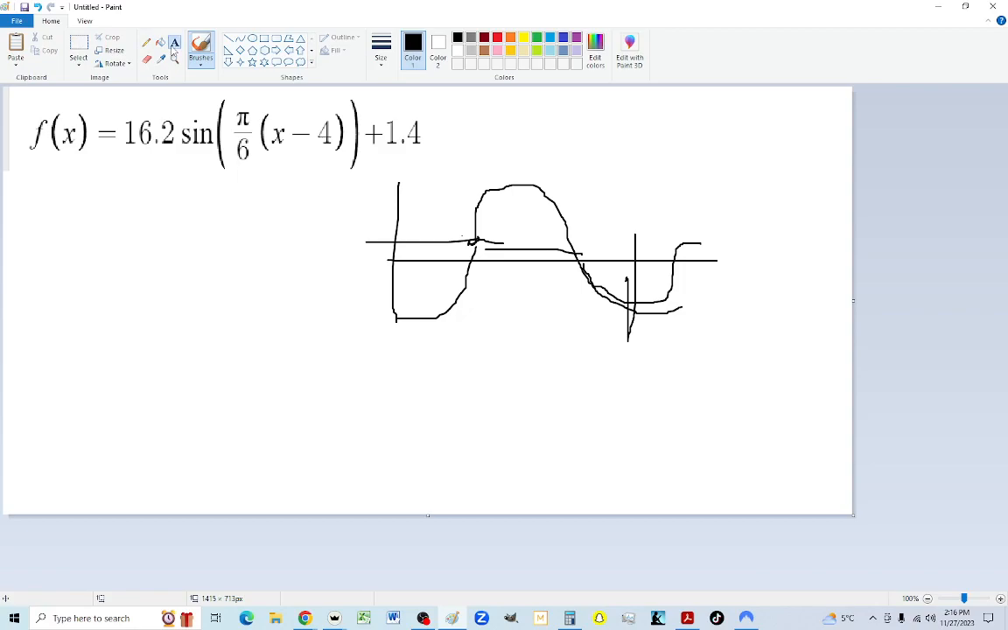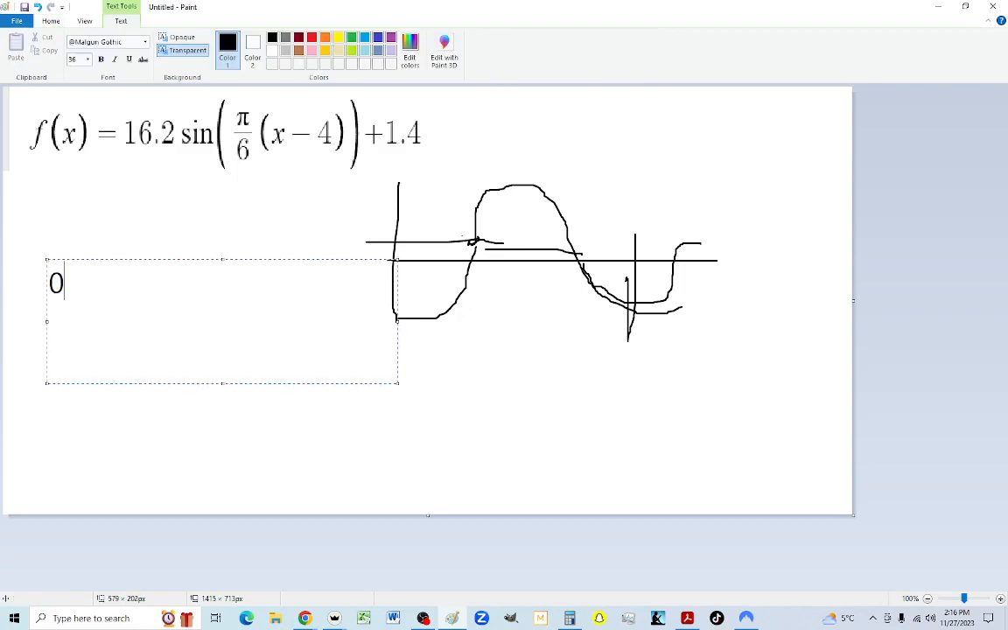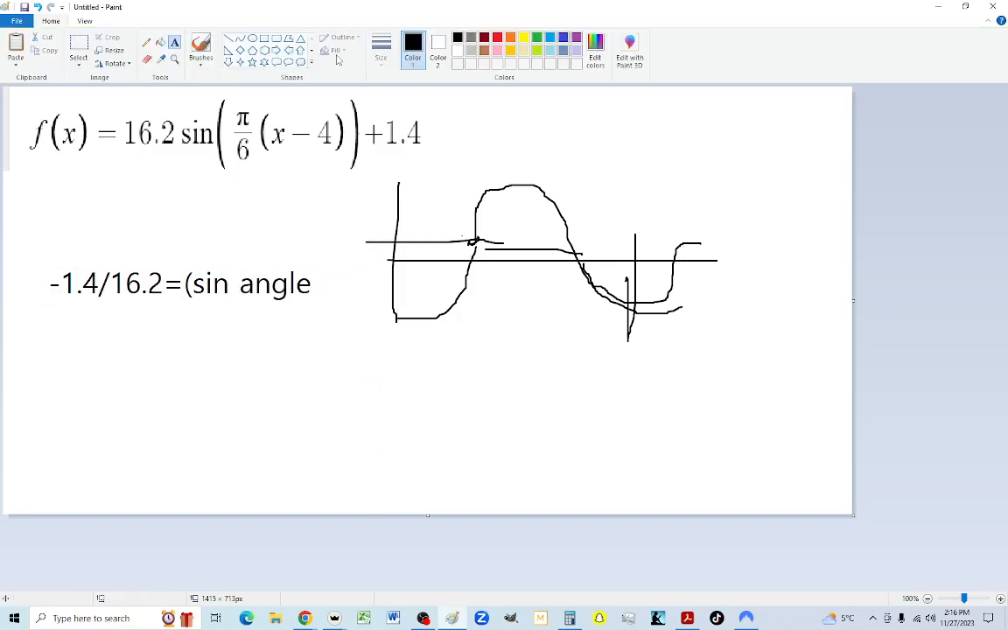But here's what you can do. So we know that it's the y. It's going to be 0. So let's just do it like this and just call it angle, sine of angle, plus 1.4, subtract 1.4 from both sides, divide both sides by 16.2, and solve. So first find the sine of angle. Notice it's negative, and we know that sine is negative in quadrants 3 and 4, which means the answer in our calculator is going to be in quadrant 4. So let's figure out what that is in both degrees and in pi.